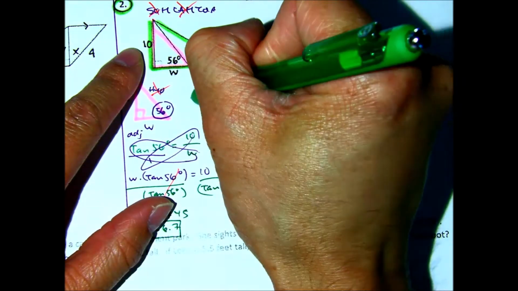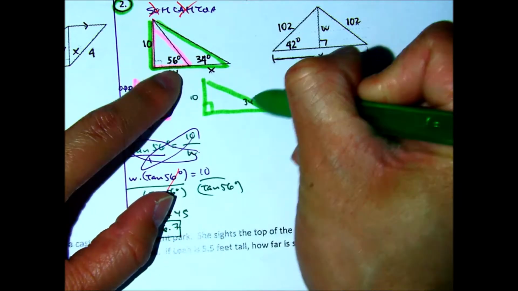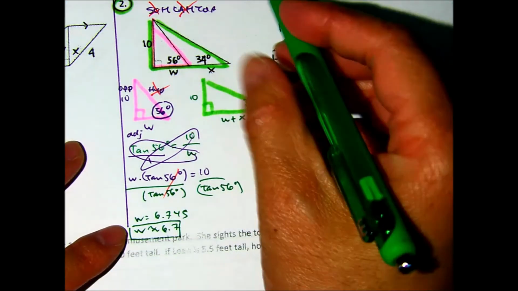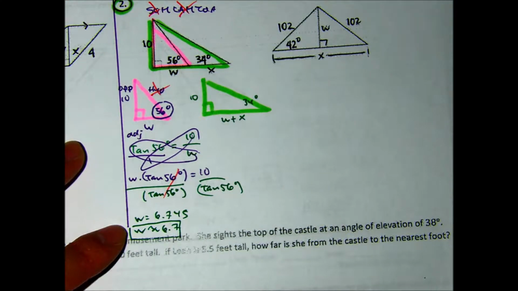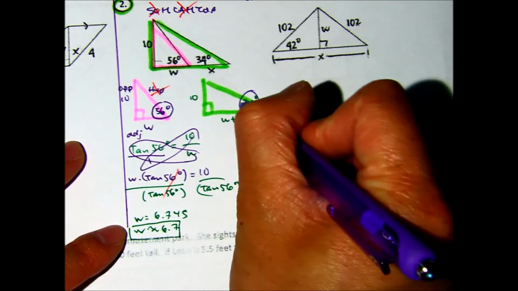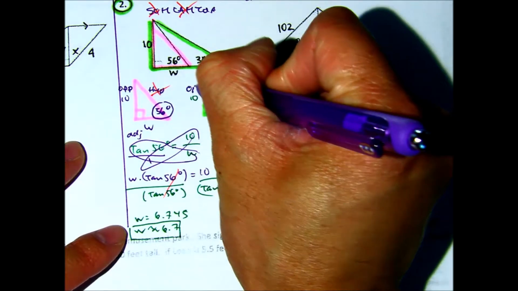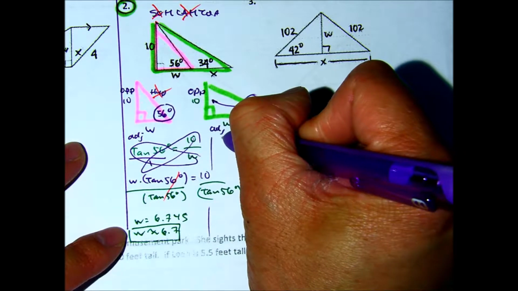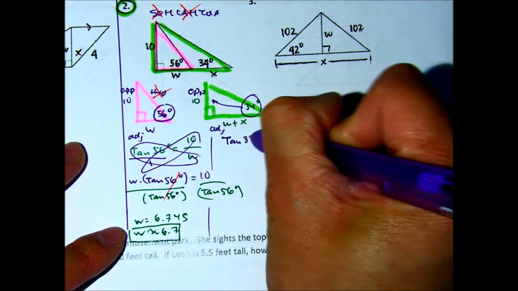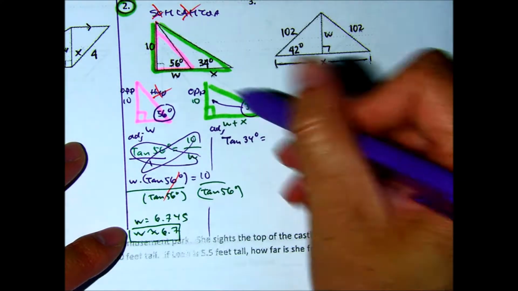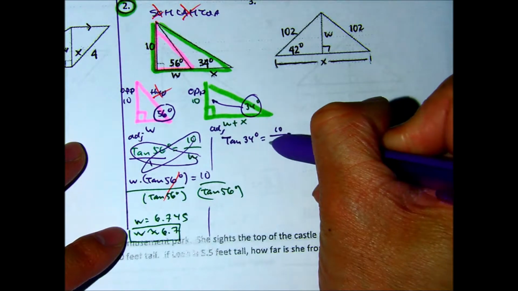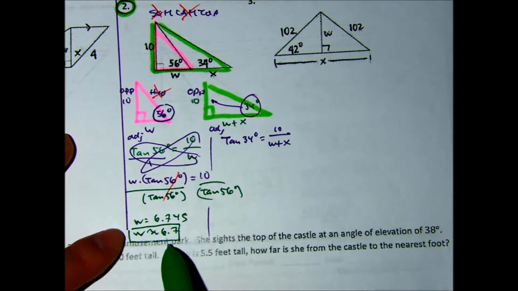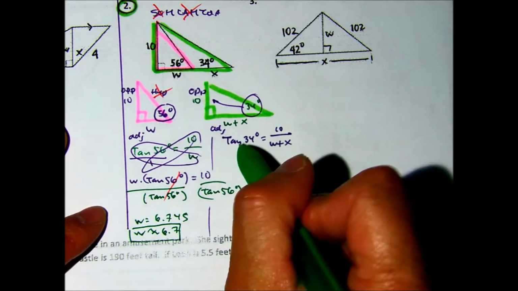So I have 10, 34, and w plus x. So we're going to use which trig ratio, class? Tangent, you have the opposite side over the adjacent side. So I have tangent of 34 degrees equals the opposite, 10, over w plus x. At any time you can actually do the substitution. I'm just waiting till the very end.